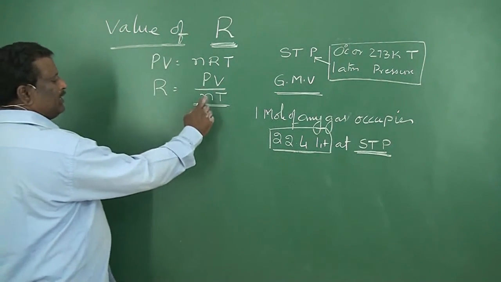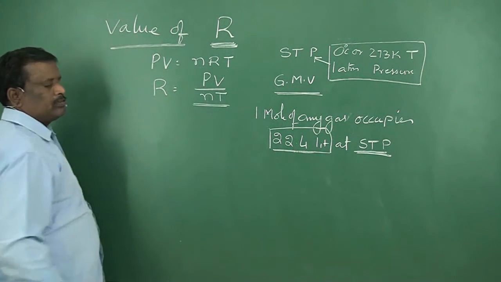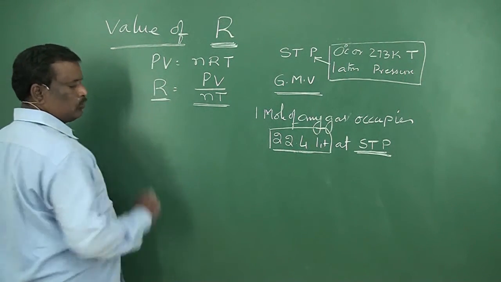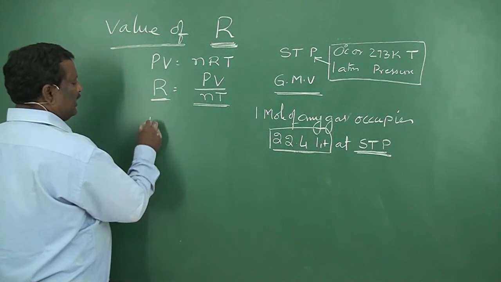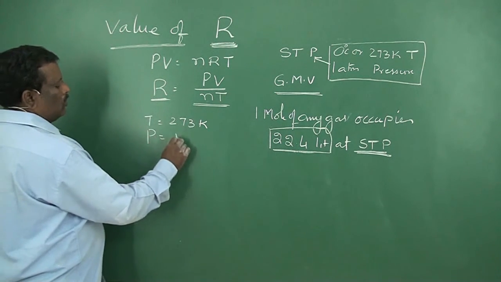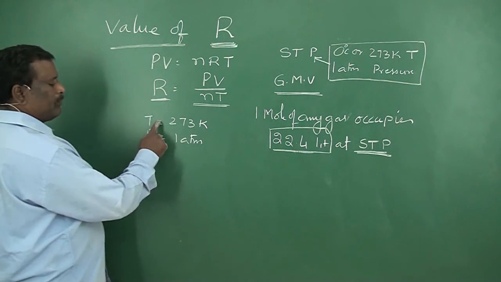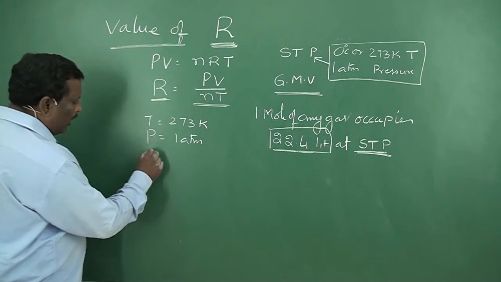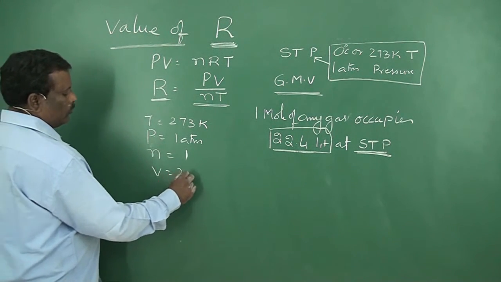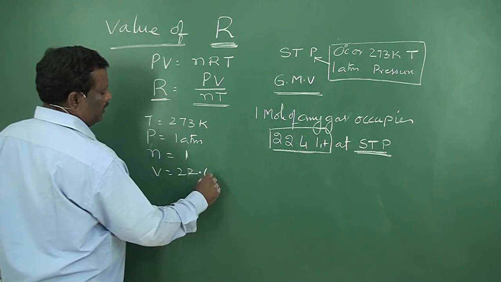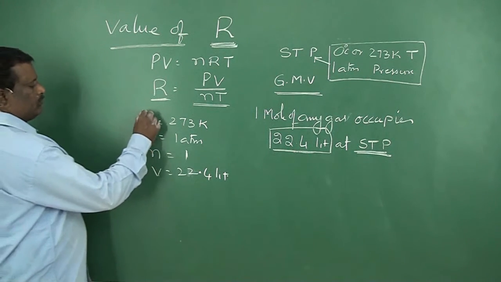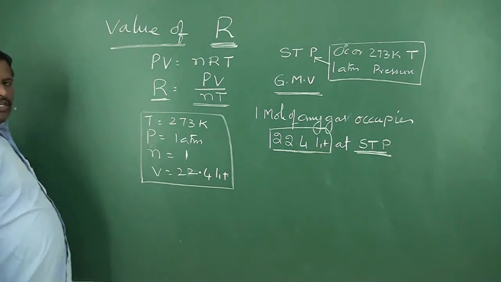So now let us take 1 mole of gas at STP conditions to evaluate this R value. At STP conditions, temperature T is equal to 273 K. Pressure P is equal to 1 atmosphere. This is standard temperature and standard pressure. 1 mole of gas, n is equal to 1, and it occupies 22.4 liters volume. So these are the 4 values for 1 mole of gas at STP conditions.